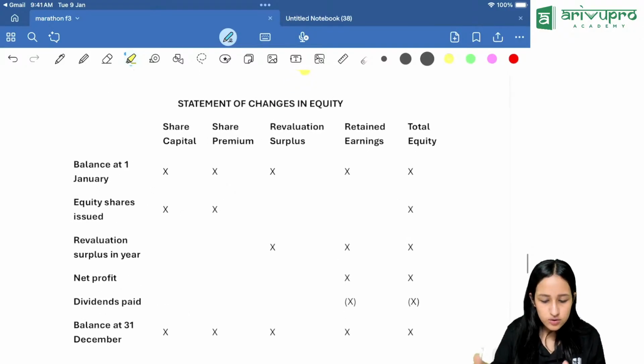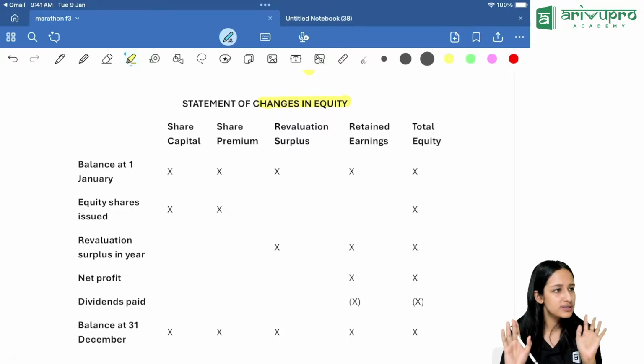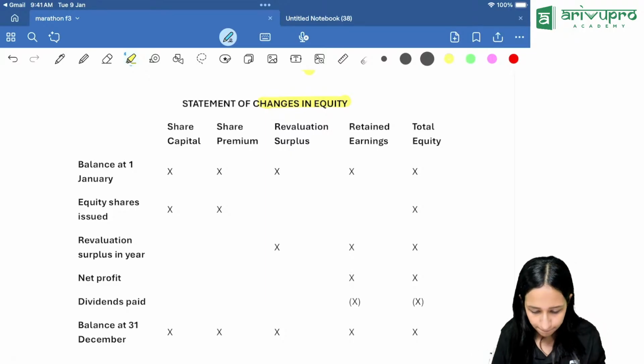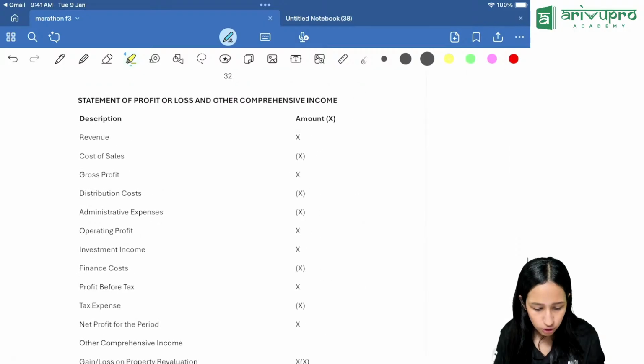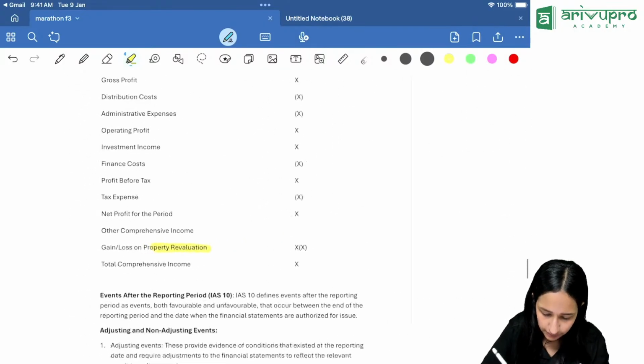Right, next is SOCIE, changes in equity, which we've already gone through in the previous chapter, so I hope this is fine for you. Right, statement of profit and loss and OCI. Remember when I told you about OCI, I told you revaluation, that comes here.